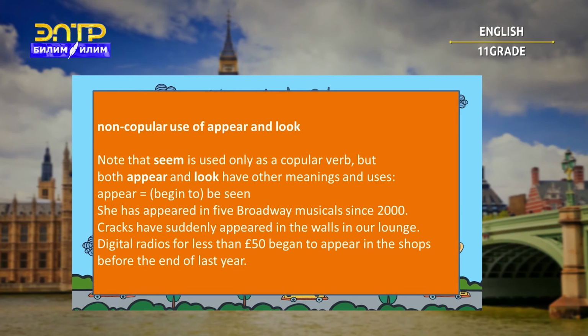Non-copular use of appear and look. Note that seem is used only as a copular verb, but both appear and look have other meanings and uses. Appear means begin to be seen. For example, she has appeared in 5 Broadway musicals since 2000s. Cracks have suddenly appeared in the walls in our lounge. Digital radios for less than 50 euros began to appear in the shops before the end of last year.